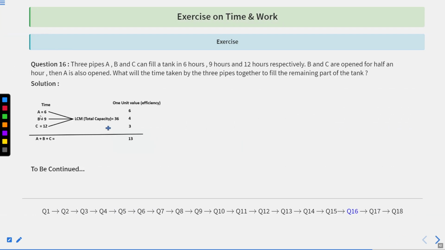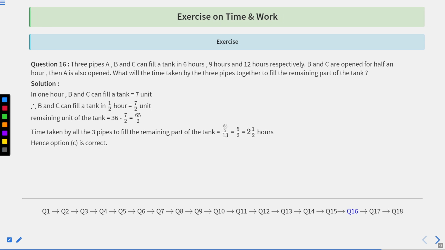So it is given that time taken by A is 6 hours, time taken by B is 9 hours, and the time taken by C is 12 hours. So the total capacity of the tank is 36 units, and efficiency of A is 36 by 6, that is 6, 36 by 9, that is 4, and 36 by 12, that is 3. So the combined efficiency of A, B, C is 6 plus 4 plus 3, that is equal to 13.